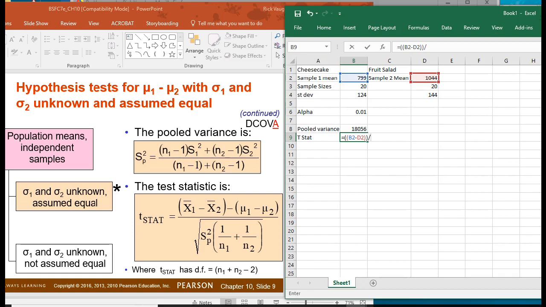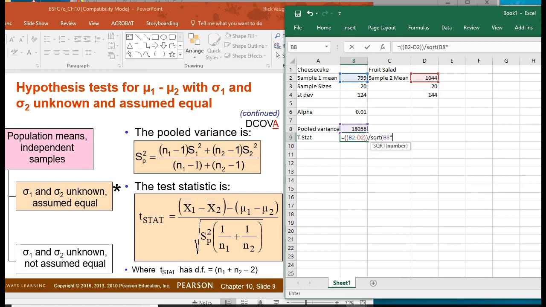And so I have a redundant pair of parentheses there, but I'd rather have redundancy than not have it at all. Now in the denominator, I need square root, so that's SQRT, parentheses, and then I need to take this Sp quantity squared. Sp squared, I'm sorry, was this pooled variance, which is in B8. I don't need to square that, it's already Sp squared.